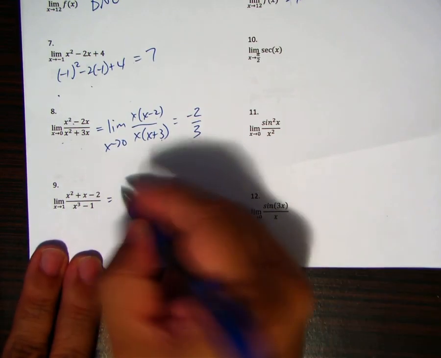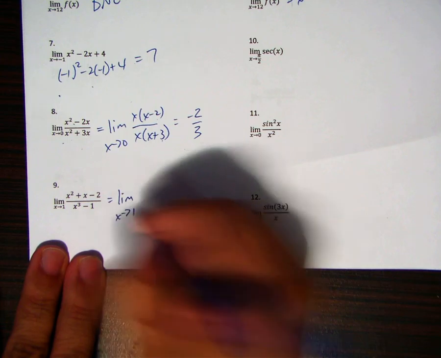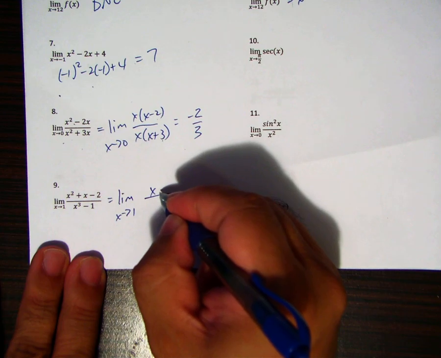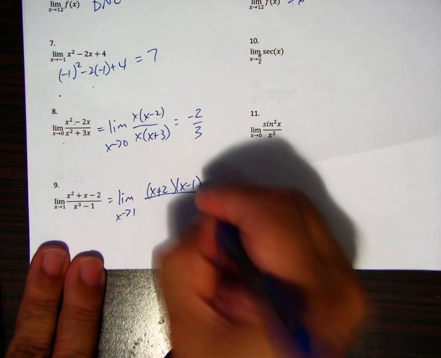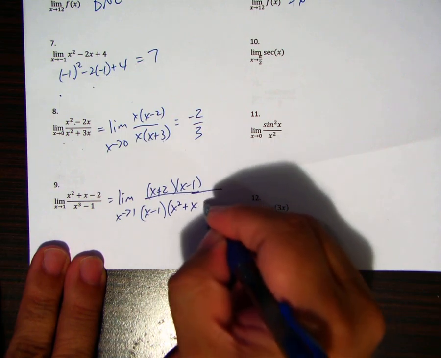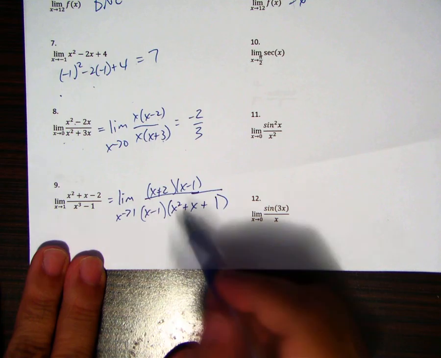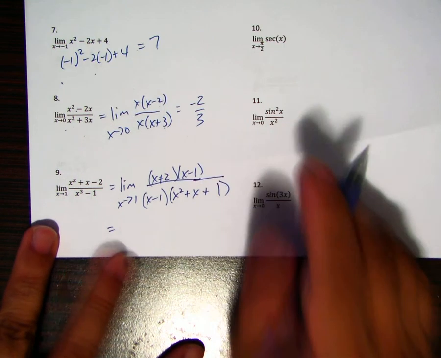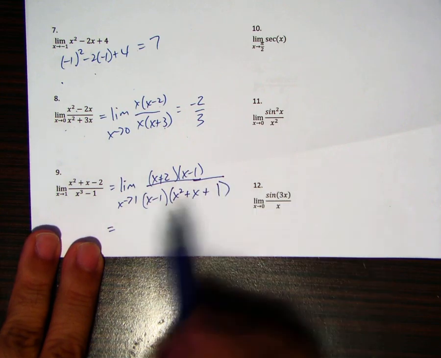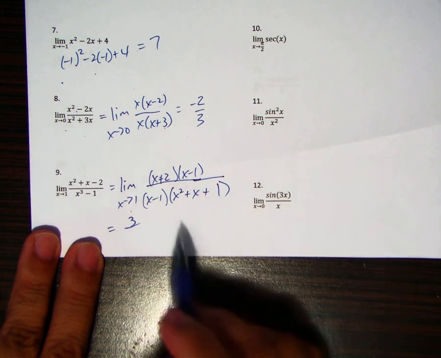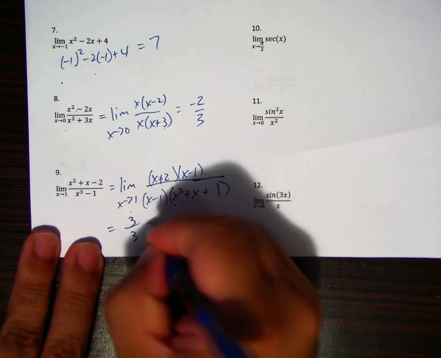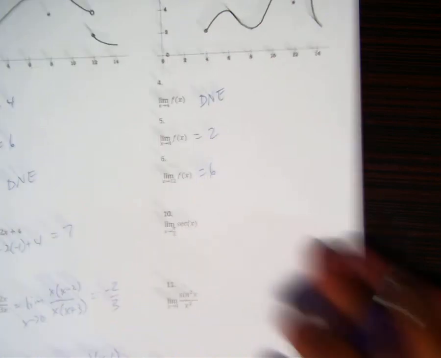Okay, number 9. Oh joy, can't do this one in my head. So factor this puppy. What is that? x plus 2, x minus 1, x minus 1, x squared plus x plus 1. Alright, so the x minus 1's cancel, or reduce rather. And I'm going to be left with x plus 2 over x squared plus x plus 1. So I'll plug in the 1, that's going to give me 3 in the numerator, and 1 plus 1 plus 1, 3 in the denominator. So it's 1.